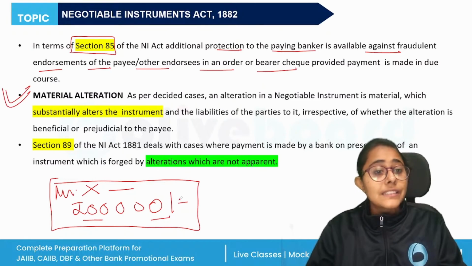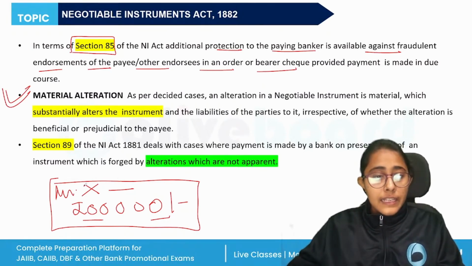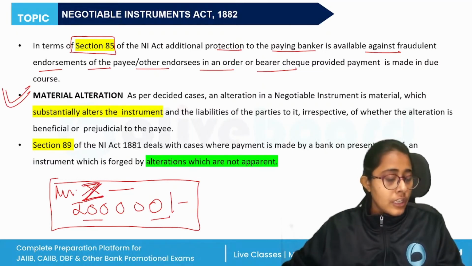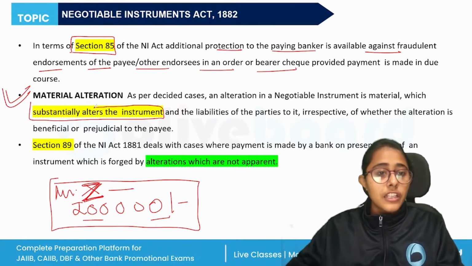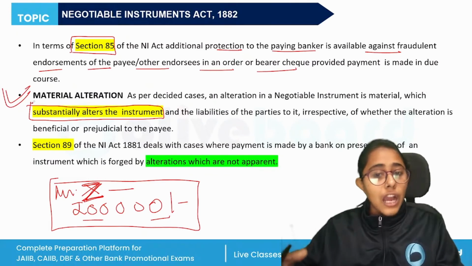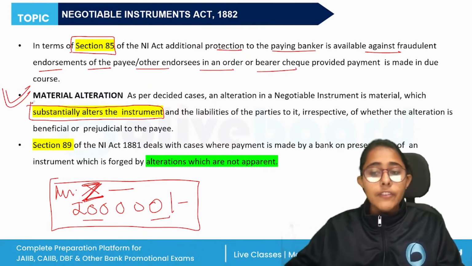But it is a very substantial alteration that has been made. Or this person X's name is changed to Z. This is also a material alteration. So whenever any alteration substantially alters the instrument without the knowledge of all the parties involved, then irrespective of whether the alteration is beneficial or prejudicial, it will be known as a material alteration, and it will be termed as a fraudulent activity.